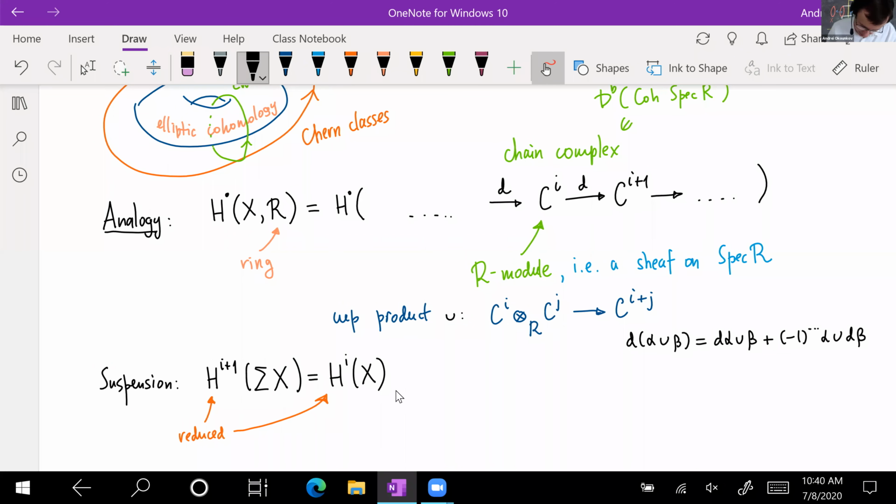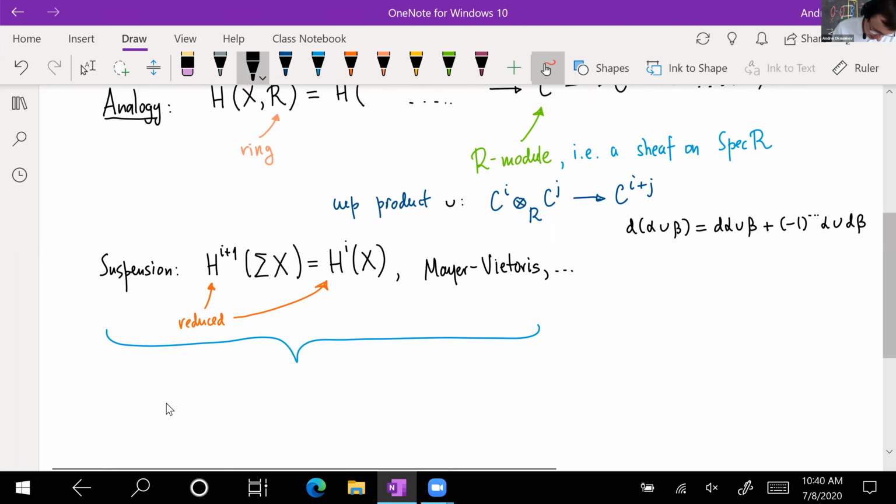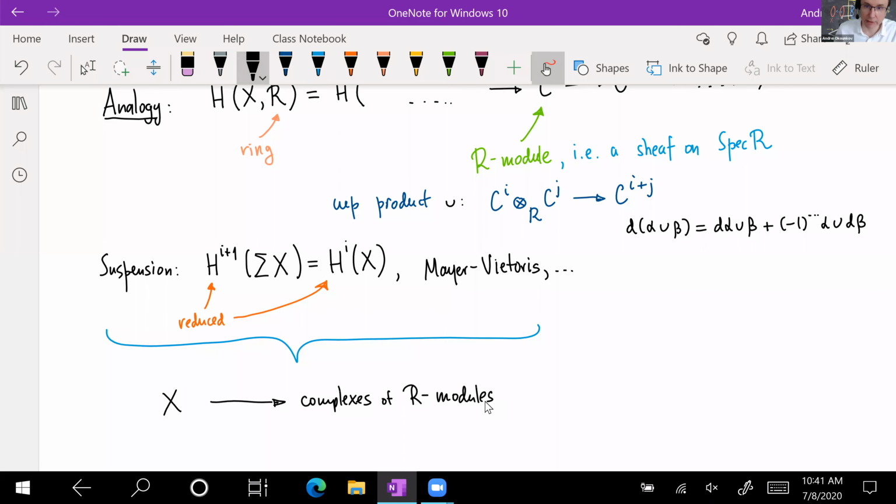And also there are various properties like Mayer-Vietoris, etc., which we'll discuss in a second. They all amount to saying that the functor, which goes from topological spaces to complexes of R modules, is a functor between triangulated categories.